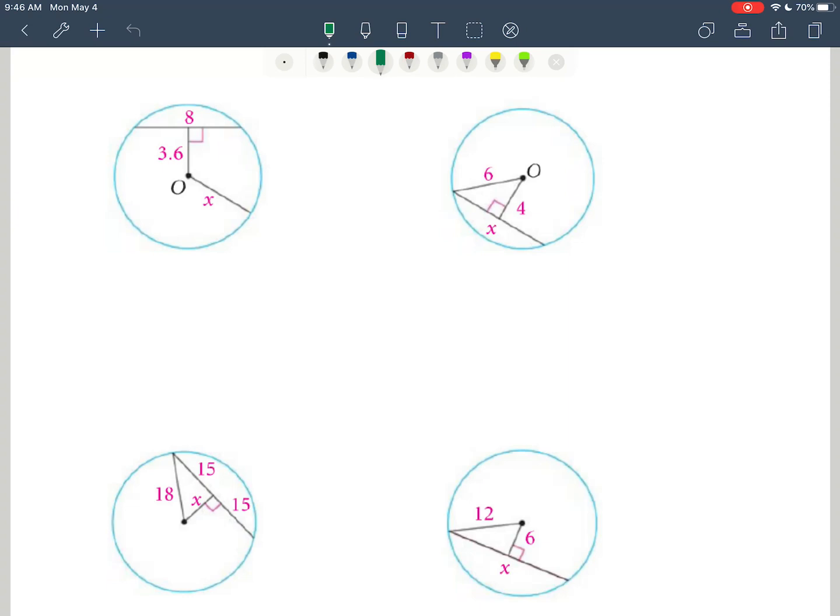Okay, in the next video, we're going to finish it off with these 4. You definitely might need a calculator on this first one right here. After that, we're going non-calculator on the rest.